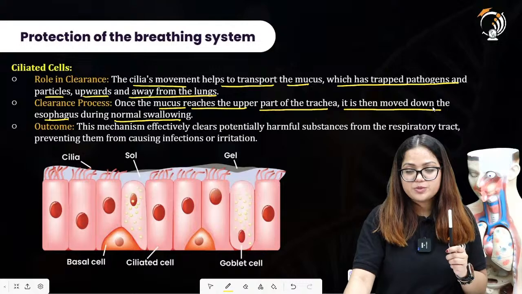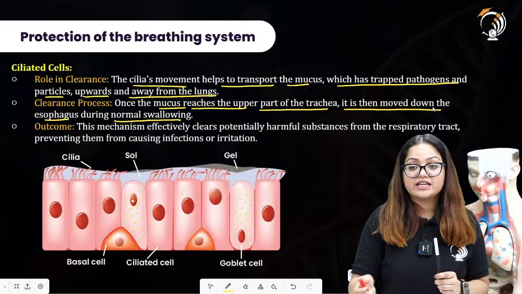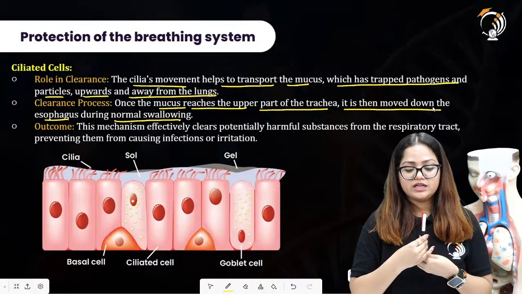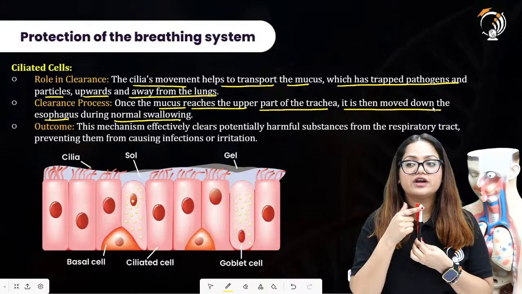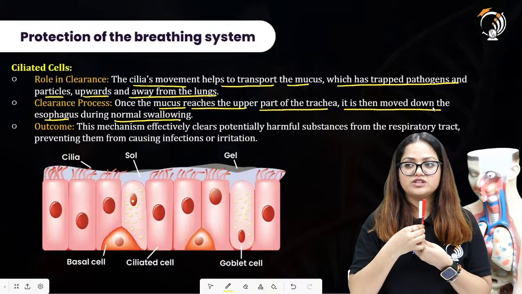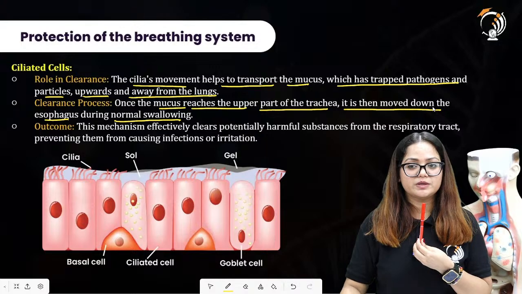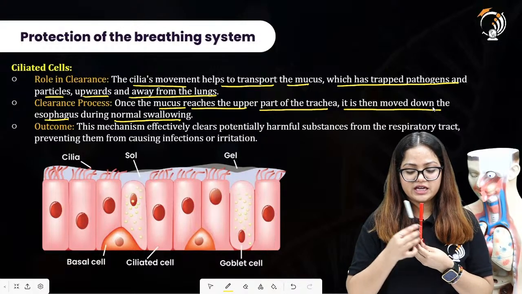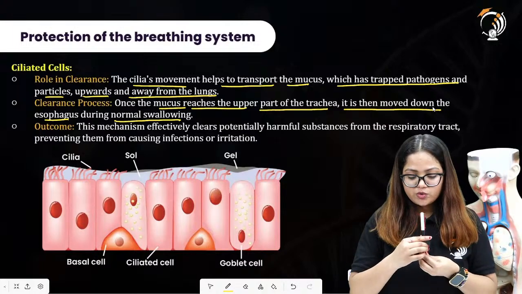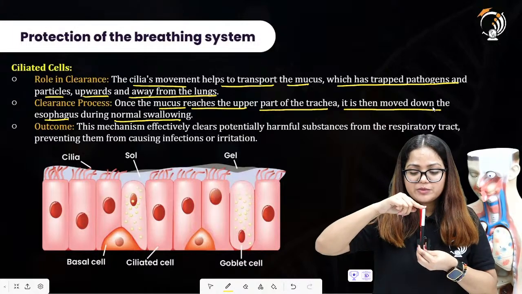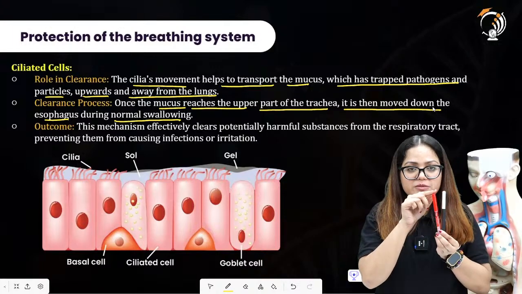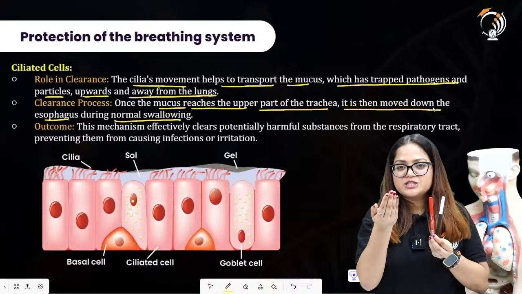So when we are swallowing anything, the mucus will be transported to the esophagus. Now where is the esophagus present? It is just present behind the trachea. If I talk about my body, it has the trachea in front, and at the back side of the trachea, the esophagus is present. So when I remove the trachea here, the esophagus will be visible. This is the trachea and this is the esophagus, the food pipe. So once the mucus reaches the upper part of the trachea, it will be transferred to the esophagus, and this will be swallowed whenever we perform the process of swallowing.